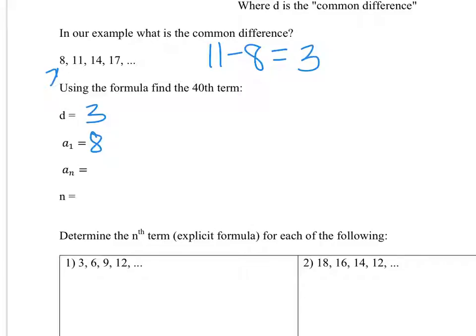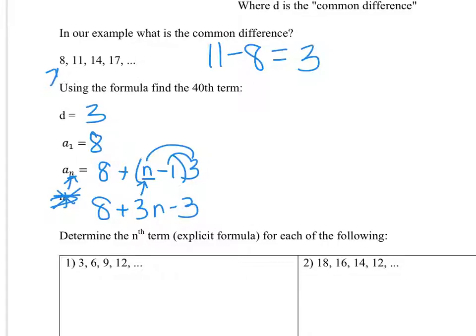And then a sub n, well, that's the formula. I don't have an n here. Sorry, our sheet doesn't have that. So a sub n is, let's use the formula. So it's a sub 1, that's 8, plus, well, n. This number and this number should always match. So if this is an n, this is an n. Minus 1 times the common difference. If you put the 3 on the other side, it doesn't matter. So to figure out this formula, it's 8 plus 3n minus 3. Combine like terms, so it's 3n plus 5. So a sub n is 3n plus 5.